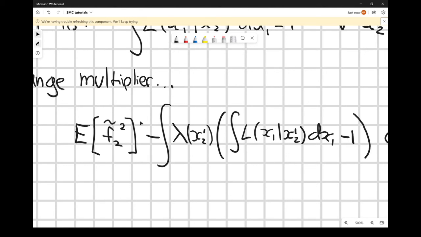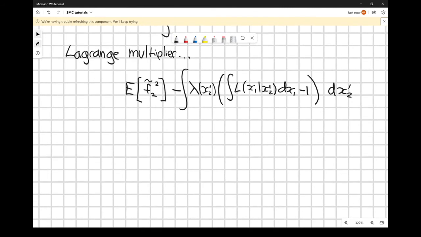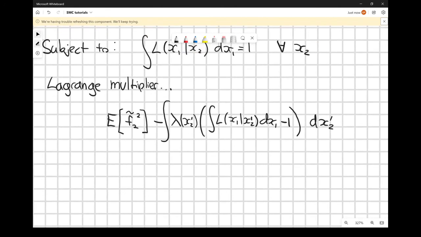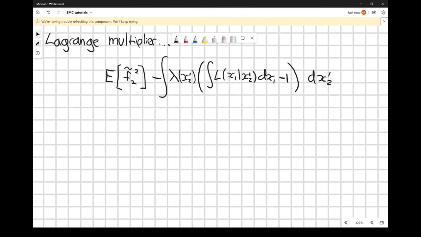So it's slightly more complicated than perhaps the standard form of Lagrange multipliers that you're used to seeing. The key thing is that we actually have an infinite number of constraints, because we need to make sure that our L-kernel is a valid probability distribution for every value of x2, and x2 is continuous. So now we've got to this point. Now we've included our constraint for all values of x2.